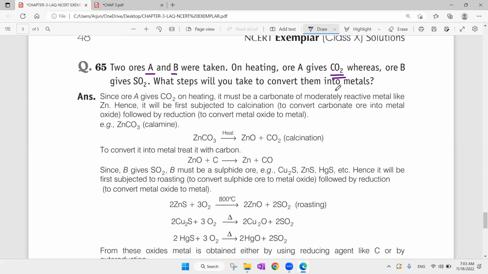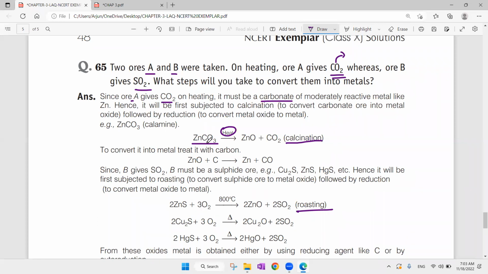Whenever you are seeing carbon dioxide, you can go with carbonate. Carbonate means you can go with the calcination process. And SO2 means sulfur, so we can go with the roasting process. Simple, what all we have studied. So ore A gives CO2, so it must be a carbonate ore, and we have to moderately react to metals like zinc. So we have to convert that carbonate ore.